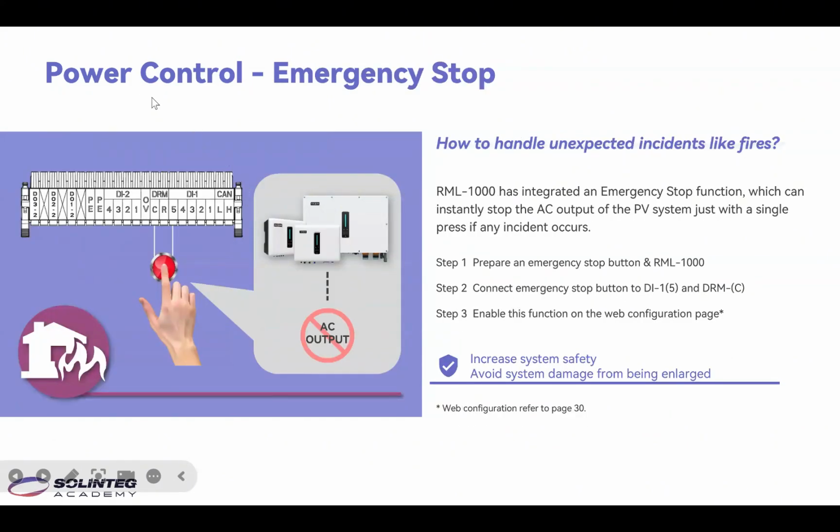Okay, and it also integrated the emergency stop function. Here you can see we use the DRM C port and the digital input, the 5 port, to connect a switch, the emergency stop. The user can press this switch to directly cut down the AC output of the inverters in some emergency situation.